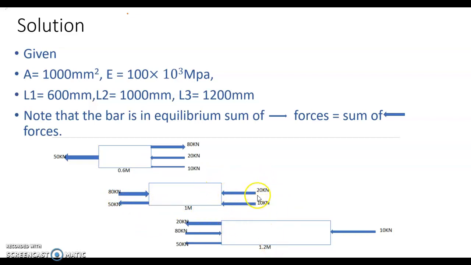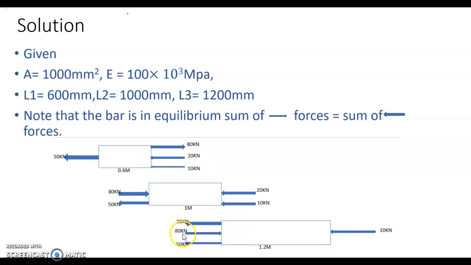So this becomes 30. Leftwards negative means this is a compressive force. Yes, this is a compressive force. 80 minus 50, so minus 30, that is a compressive force. So P2 equals minus 30 kilonewton compression. And this is 50 kilonewton tension, tensile force.